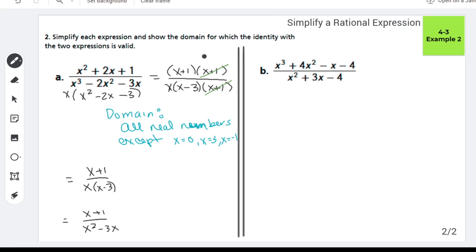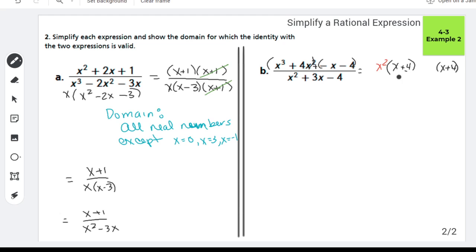So in factoring by grouping, I'm going to separate these 2 sets of terms with 2 sets of parentheses with a plus between them, and then I'm going to factor out the GCF for each term. So my GCF for x cubed and 4x squared is x squared, and that will leave me with x plus 4. And in this one, do you see how it already has almost an x plus 4?